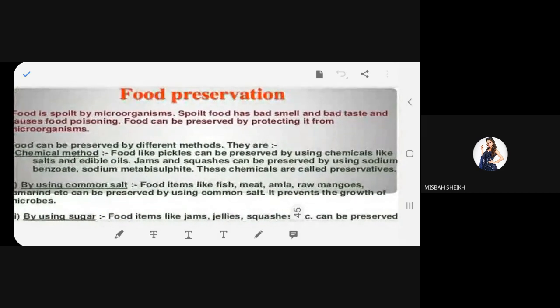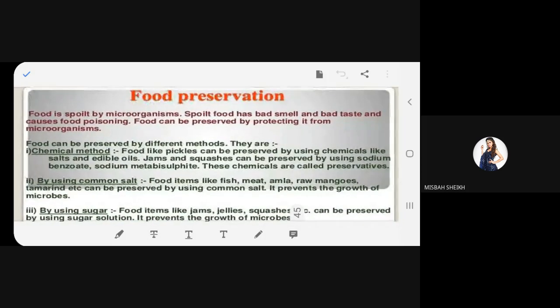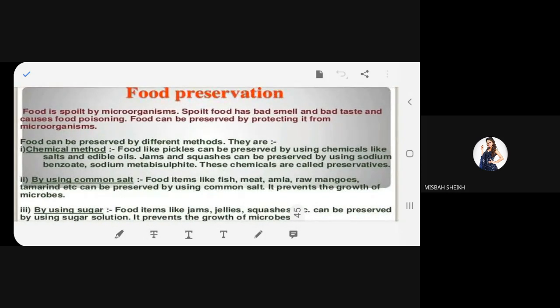Now, a very different topic that we are going to take up is food preservation. So far we talked about humans, plants, animals, the microorganisms causing diseases, usefulness of microorganisms, and harmfulness of microorganisms. Now we are going to talk about how food can be preserved against microorganisms. Let's start with that.